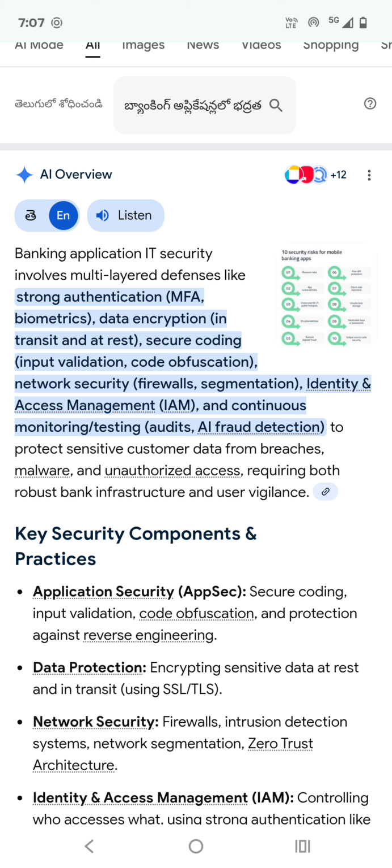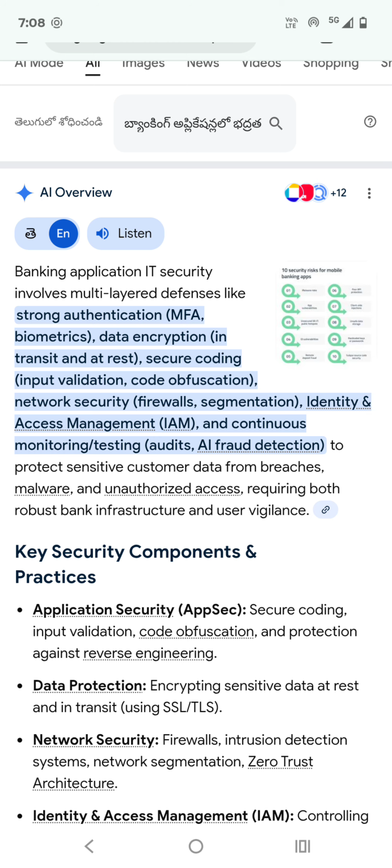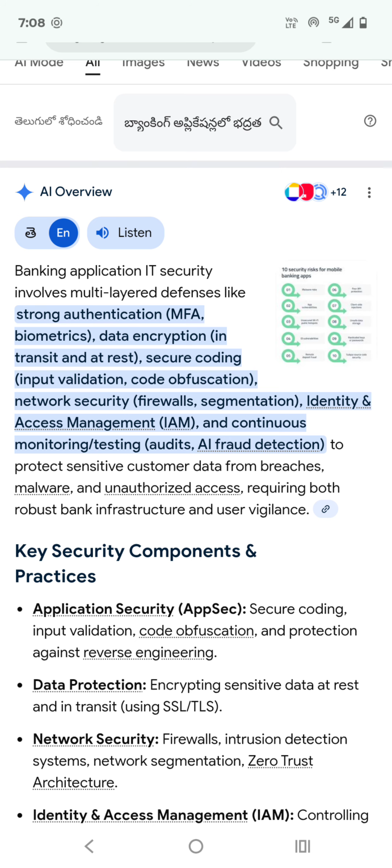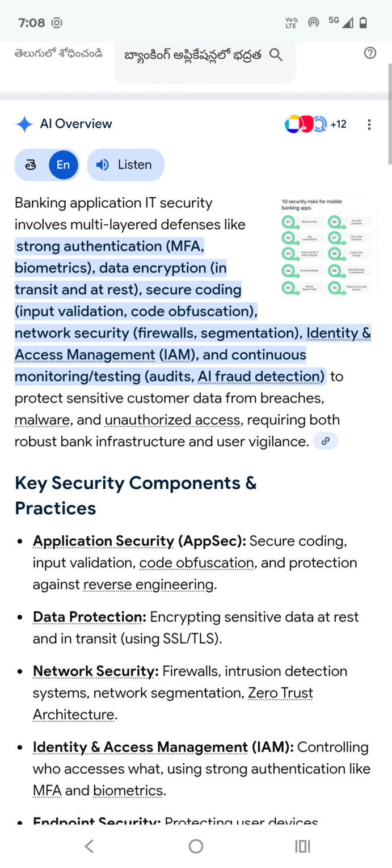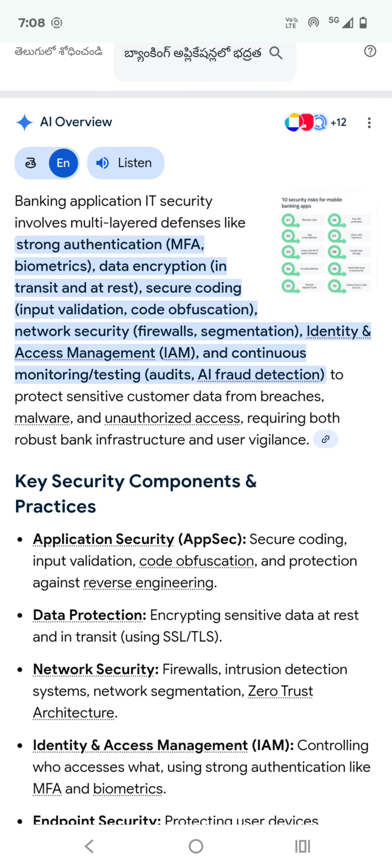So, for network security, we can have firewalls. Firewalls mean we can whitelist only the required requests and control the ingress and egress. That way we can create security in our network using firewalls and segmentation. Identity access management is also providing access to a particular identity, creating roles and assigning the roles. Continuous monitoring, testing, audits, and AI fraud detection are also required.